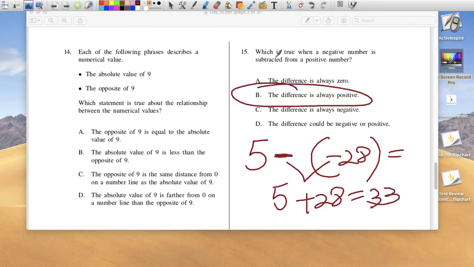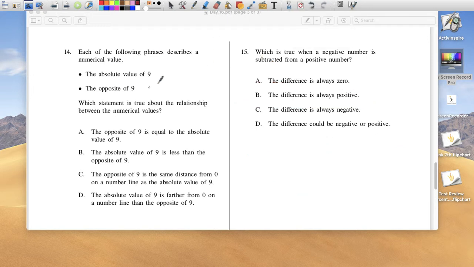14, each of the following phrases describe a numerical value. The absolute value of 9 and the opposite of 9. Well, the absolute value of 9 is 9. The opposite of 9 is negative 9. So which statement is true about the relationship between the numerical values? The opposite of 9 is equal to the absolute value of 9. No, can you tell right here? The absolute value of 9 is 9, and the opposite of 9 is negative 9. They're not even the same.